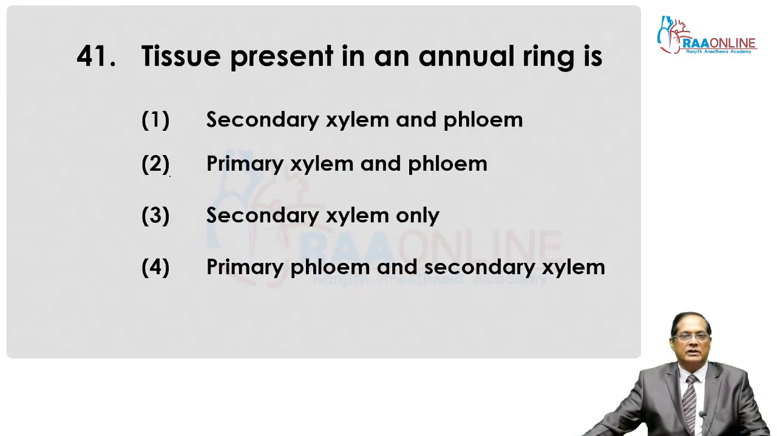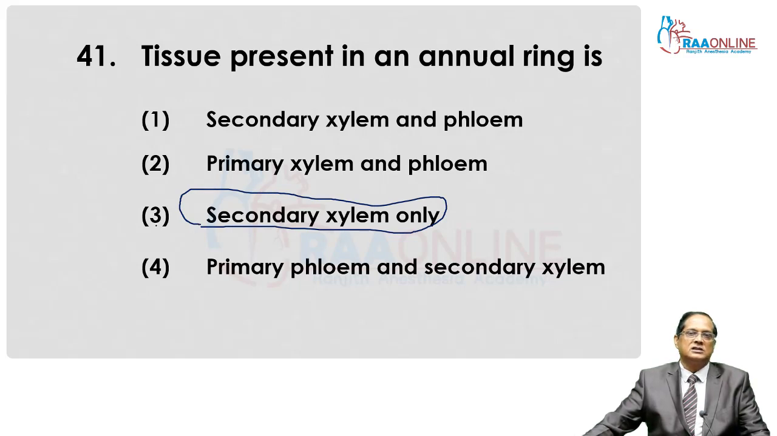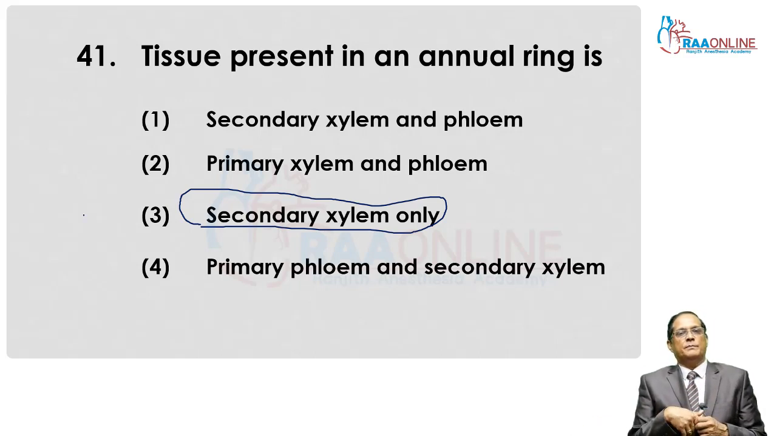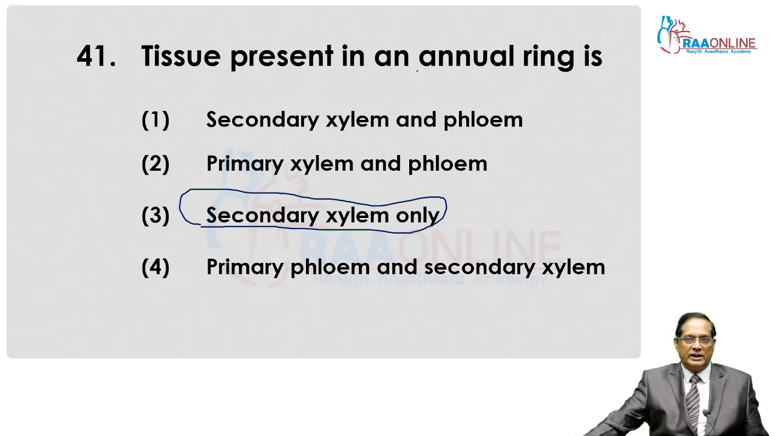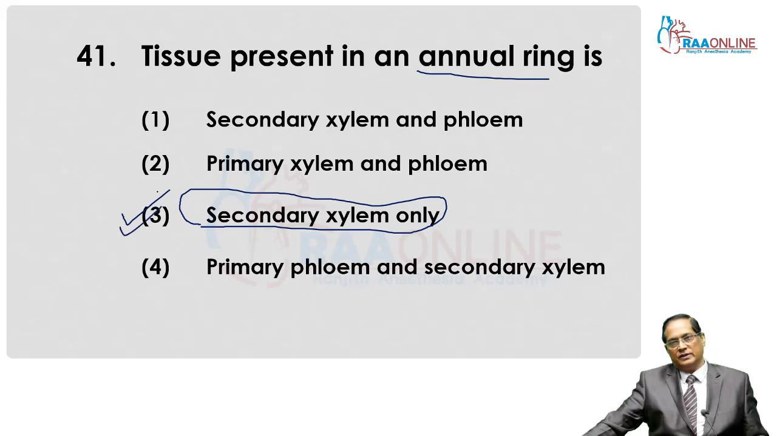Tissue present in annual ring, I have already mentioned: that is secondary xylem only. Actually, annual rings consist of xylem. Basically, two different types of vessels are formed in two different types of season. So, vessels are part of secondary xylem. That's why tissue present in annual ring is related only with the secondary xylem, not with the phloem.